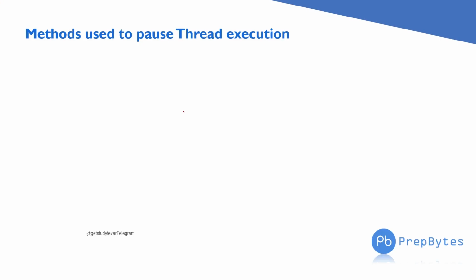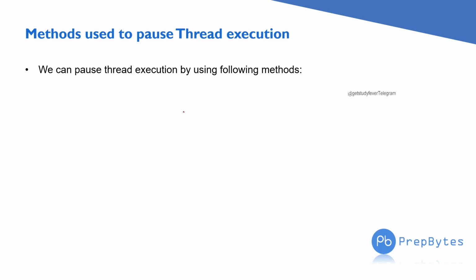Methods used to pause thread execution. We can pause the thread execution by using the following methods: yield, join, and sleep. All these methods are present in our Thread class. So this is an important question: in how many ways can you pause a thread execution? There is yield, join, and sleep. Pause, not completely end it, but just pause it.